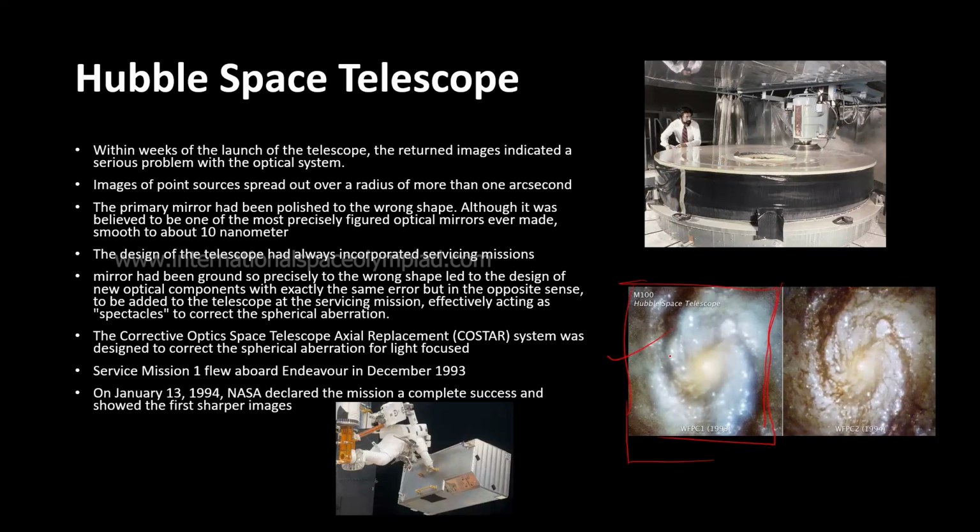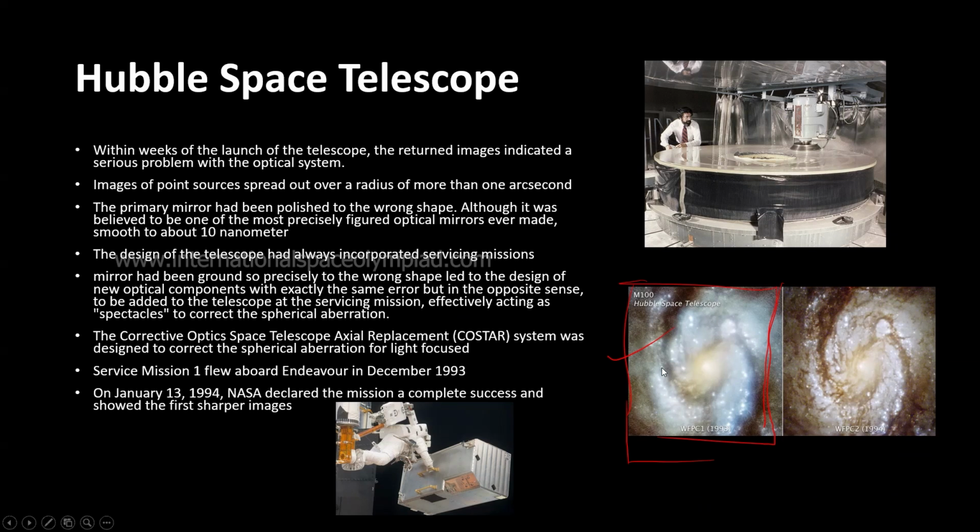Something happened here: the polishing of the mirror wasn't fine. Just imagine that it is a space telescope, not a ground based one, and they said this is one of the most finely polished mirrors ever. The primary mirror had been polished to the wrong shape, although it was believed to be one of the most precisely figured optical mirrors ever made, smooth to about 10 nanometers. Even at the nanometer level it was smooth, but some wrong polishing happened, so the images were actually useless.